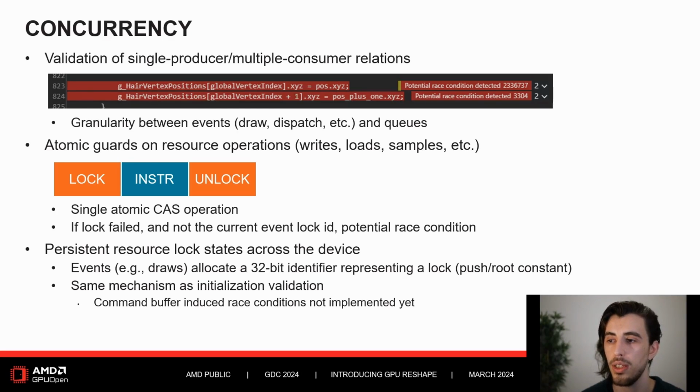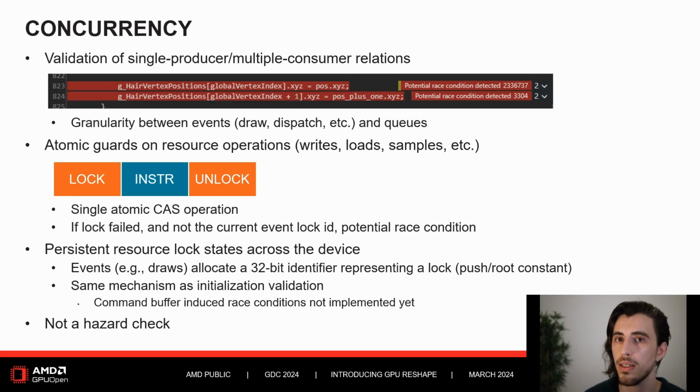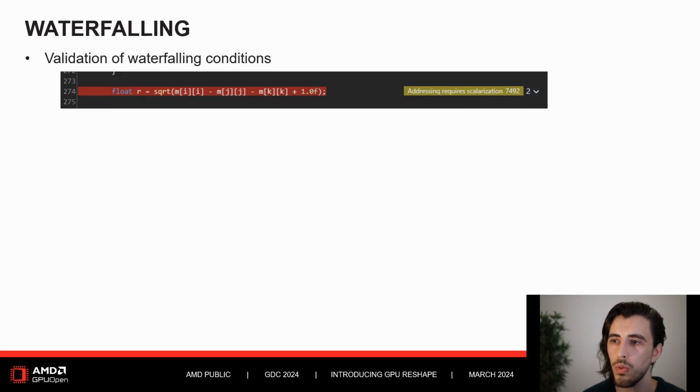Tracking this works the same way as initialization tracking. Basically a large buffer with the lock states indexed by the global resource ID. Each event gets a 32-bit identifier allocated to it that essentially represents the active lock. It is, however, very important to note that this is not a hazard check. As with all other features, it reports what is actually happening. So once the descriptors are good, the data is valid, and it's probably thread safe.